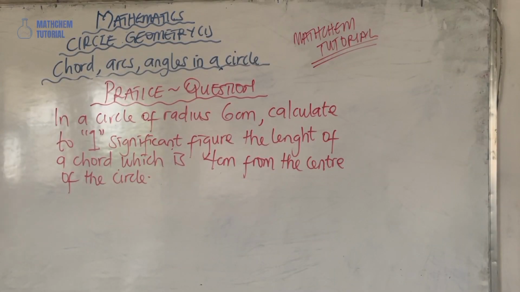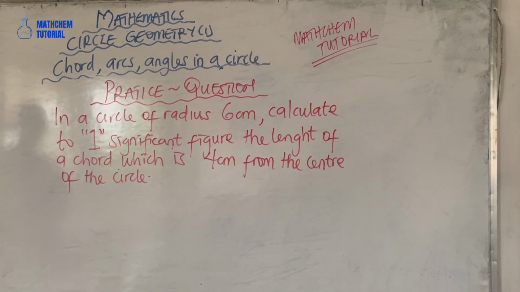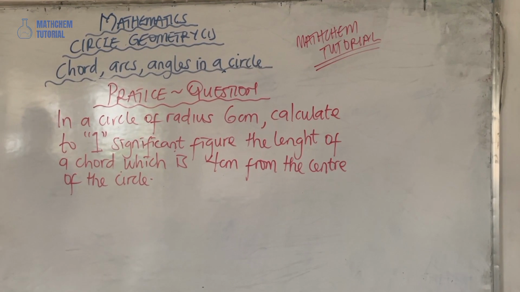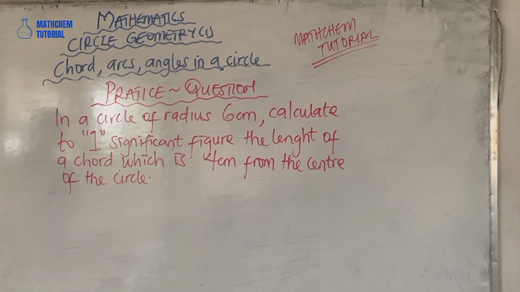Now this is a practice question for you to do. In a circle of radius 6 centimeter, you are asked to calculate to one significant figure the length of a chord which is 4 centimeter from the center of a circle. So if you want to solve it, you're going to draw your circle, then the radius is going to be 6 centimeter, and then the distance is going to be 4, meaning that you are asked to calculate the length of the chord.